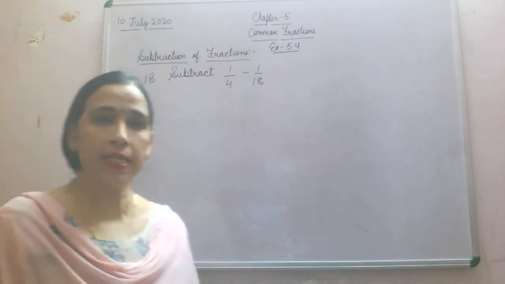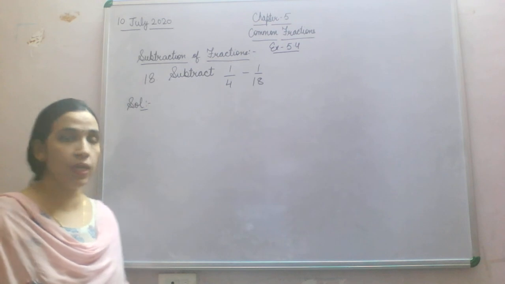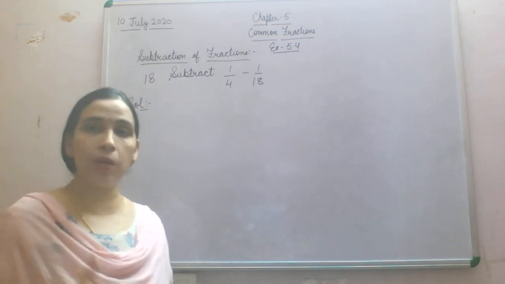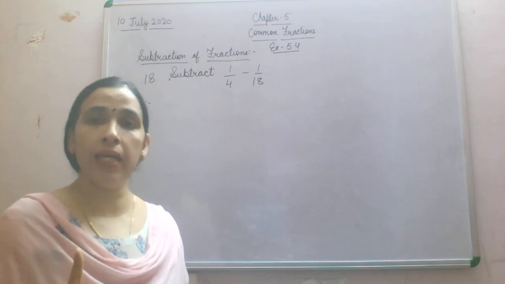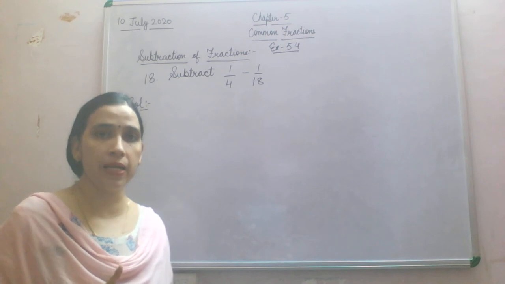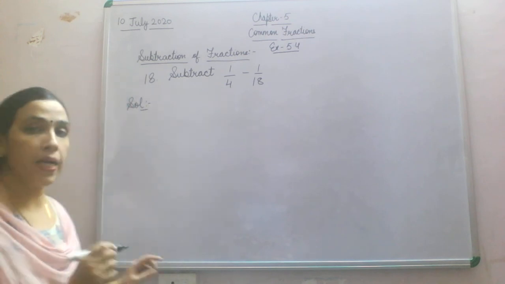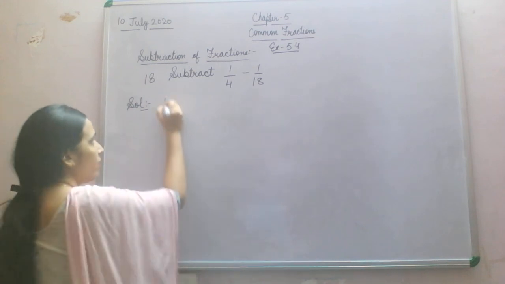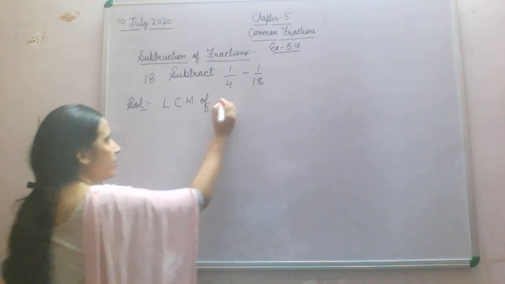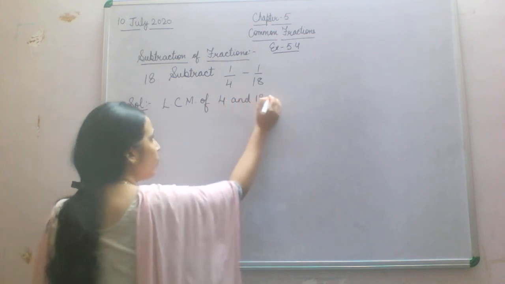So children, let's take question number 18 from exercise 5.4 only. Again you have been given two unit fractions, that is 1 by 4 and 1 by 18. You have to do the subtraction of 1 by 4 minus 1 by 18. So let's start. What is the first step? Finding the LCM of the given denominators, that is 4 and 18. This is your first step.